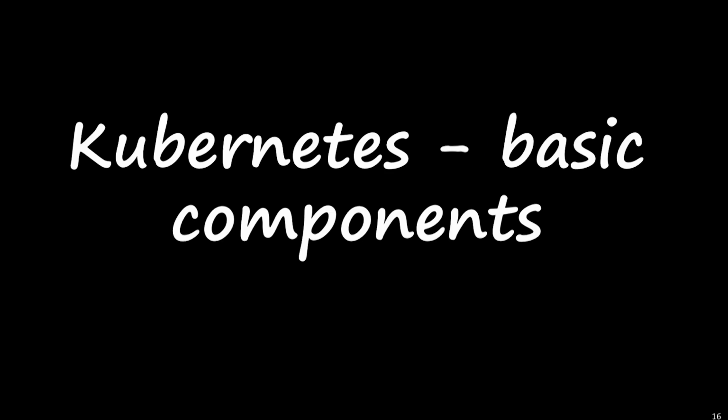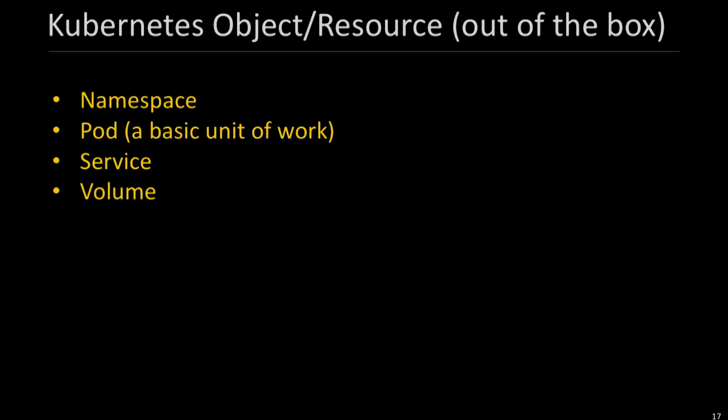Now, some of the basic or core components that Kubernetes provides out of the box. You will be dealing with most of these when you use any Kubernetes cluster. The first one is the namespace. A namespace gives a user a work area to create other resources and run services. Namespaces can be used to assign permissions or policies.